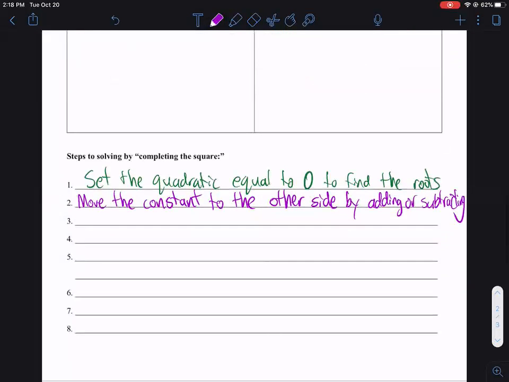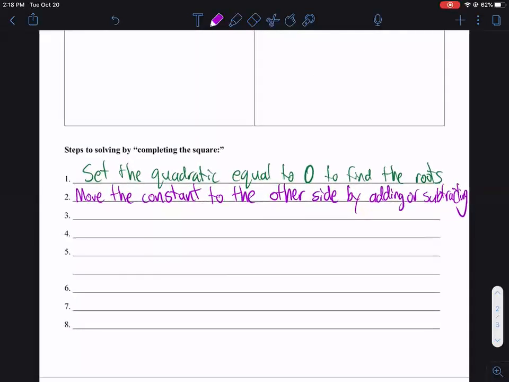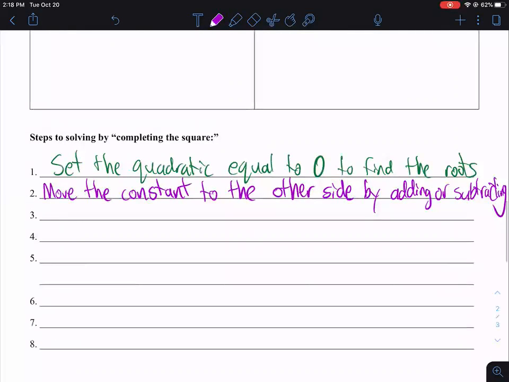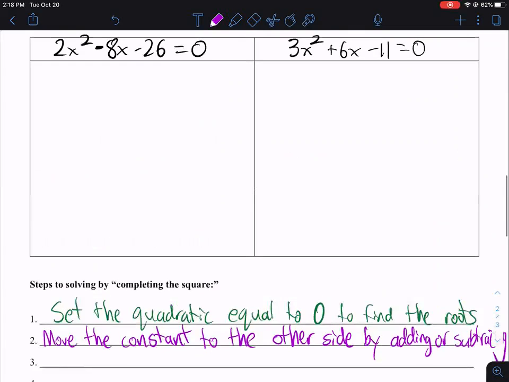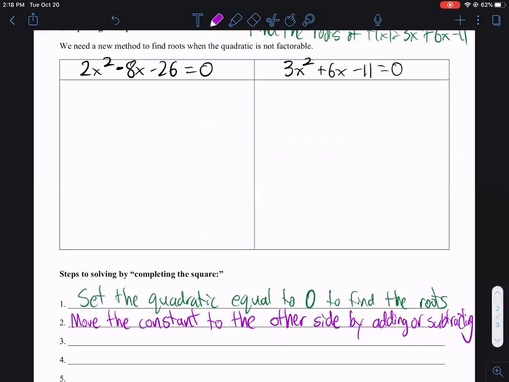Okay, so what we're going to want to do is we're going to want to move the constant to the other side. Okay, so basically we want the constant by itself. Okay, so you see in the left problem, the constant, the negative 26, is not by itself, right? It's with all the other stuff. So to get rid of the minus 26, we would add 26 to both sides.